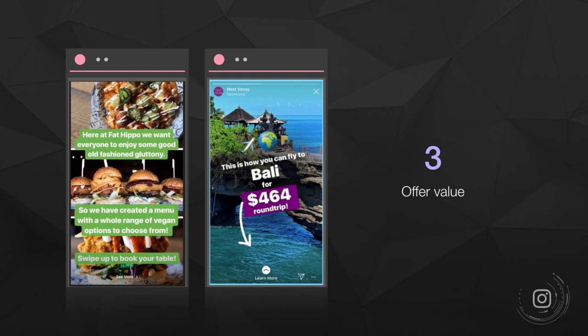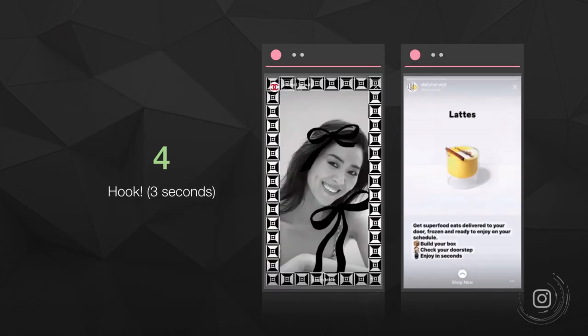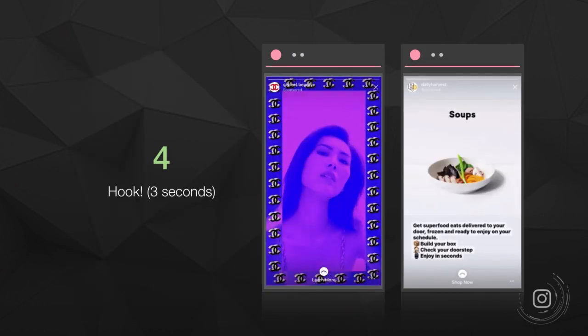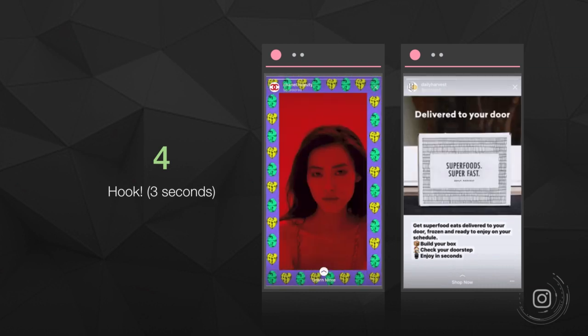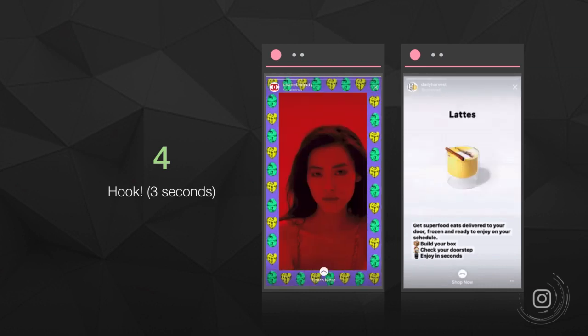The next offering value is, this is how you can fly to Bali for $464 round trip. Really good ad, because in order to figure out how, you have to swipe up. And that's the value and the story gap all at once. Cheap flights are the value. The story gap is how to do it. And that's obviously going to this person's Instagram page or website.